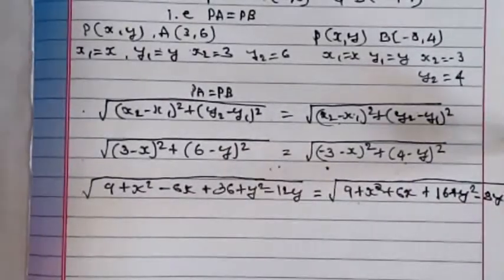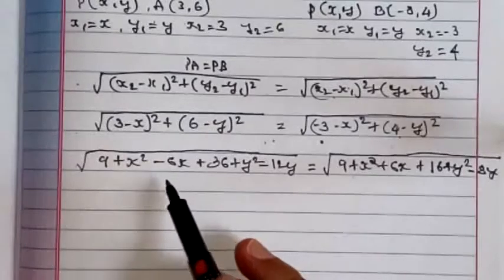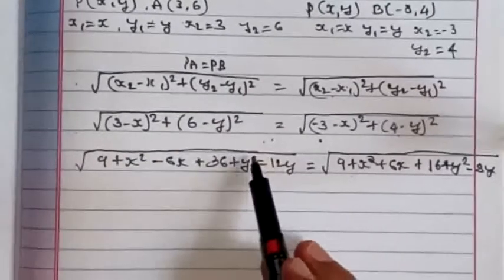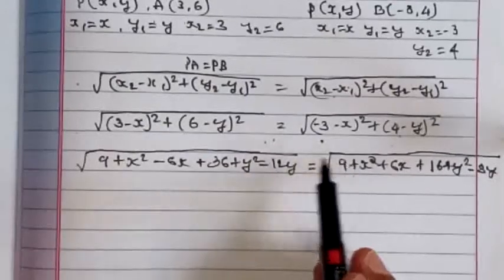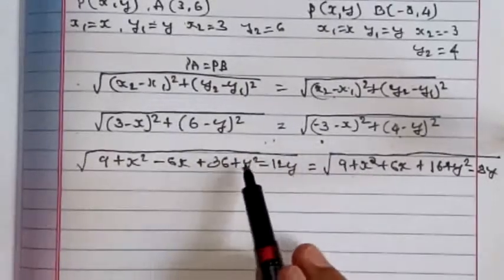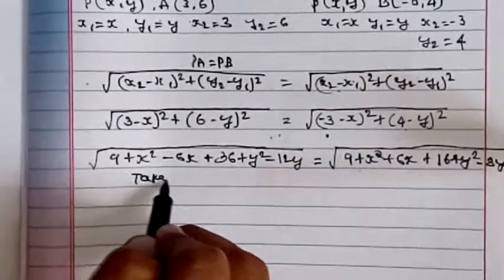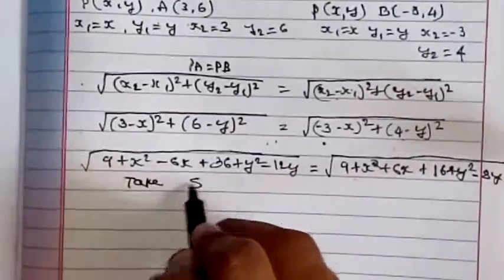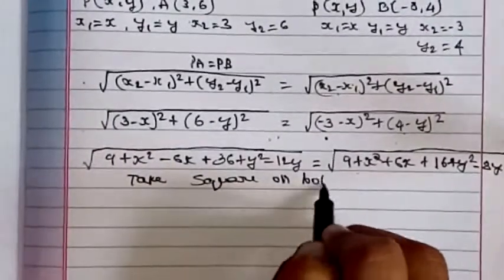Right children? Now in the next step, just take the square on both sides to cancel the square root. You are able to find the relation between x and y, right? So therefore take square on both sides.